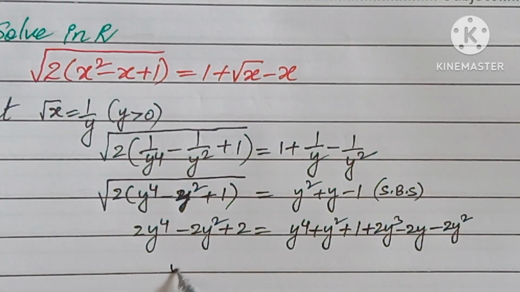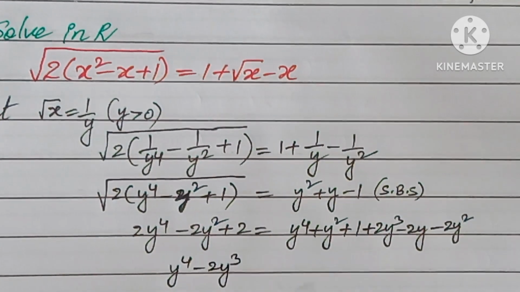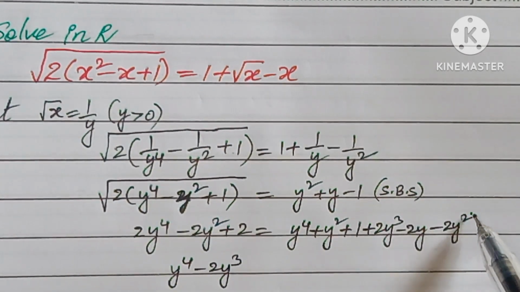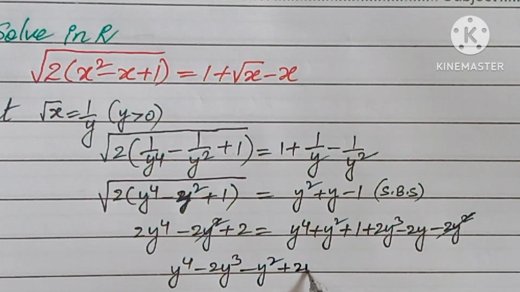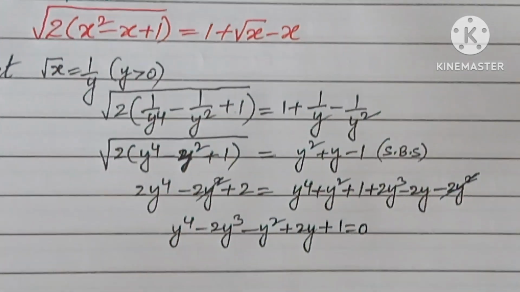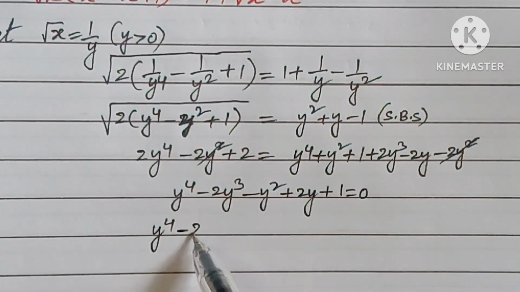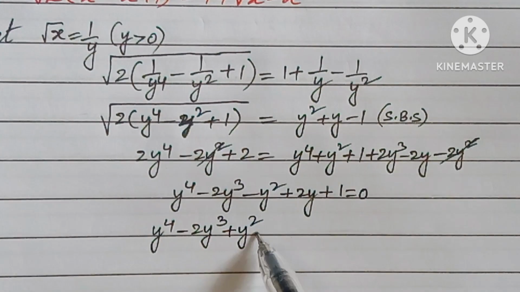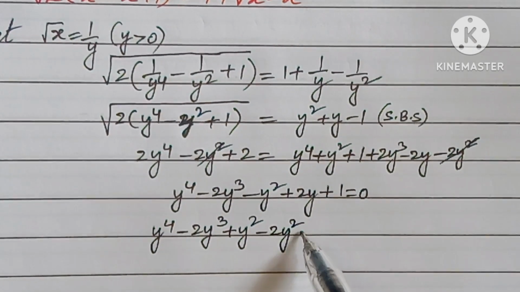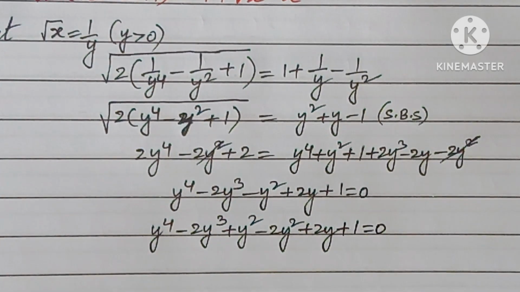Sending all the terms to one side, y to the power of 4 minus 2y cube, 2y square gets cancelled, minus y square plus 2y plus 1 equal to 0. So here you are doing some adjustment: y to the power of 4 minus 2y cube plus y square minus 2y square plus 2y plus 1 equal to 0.